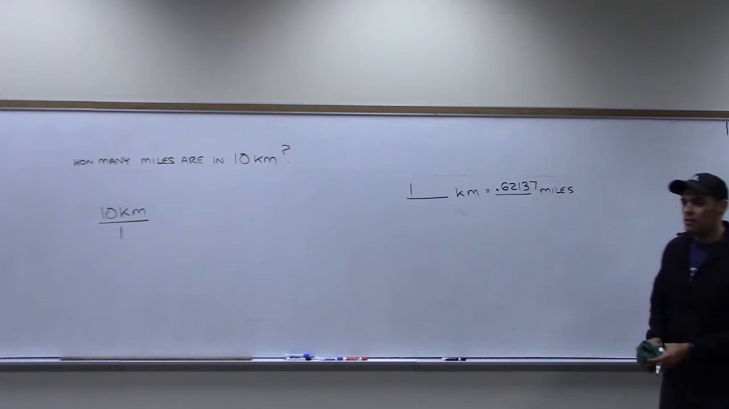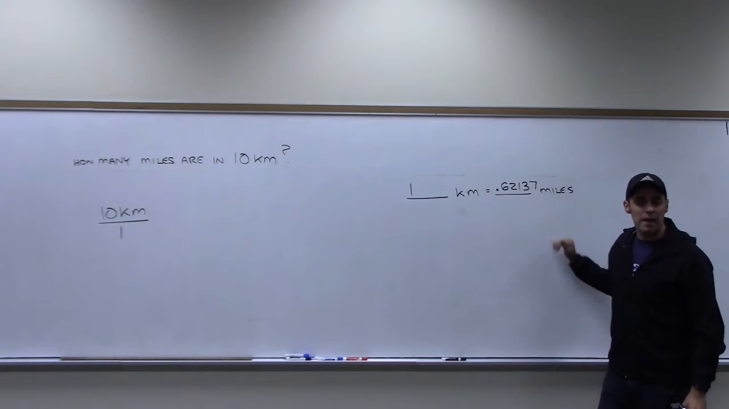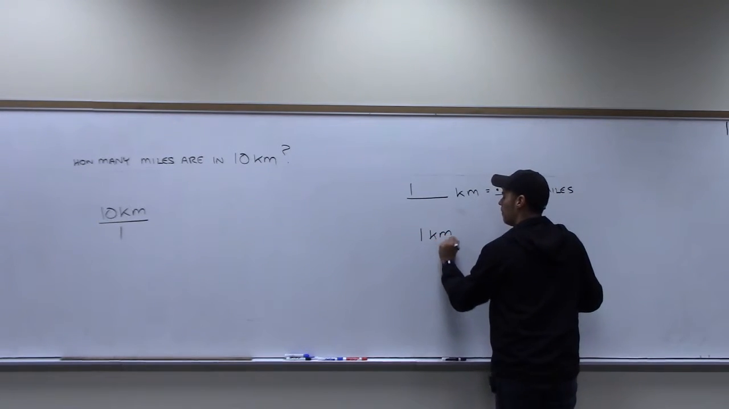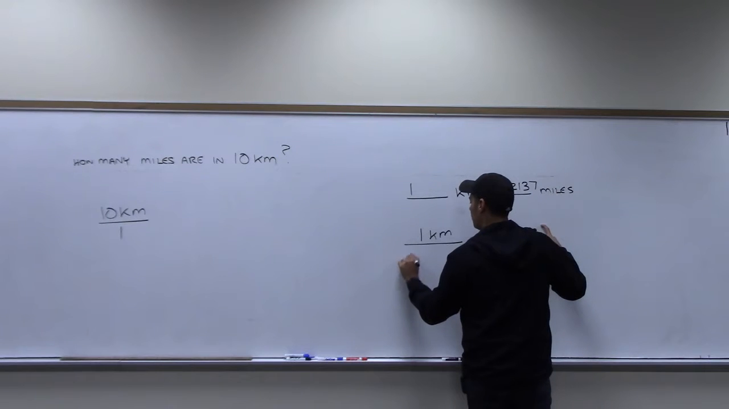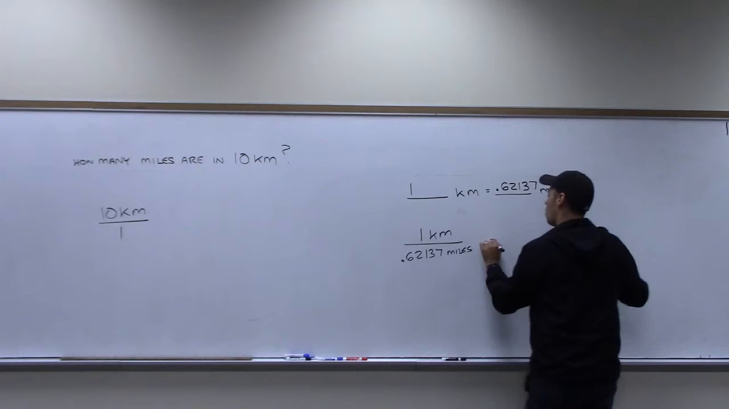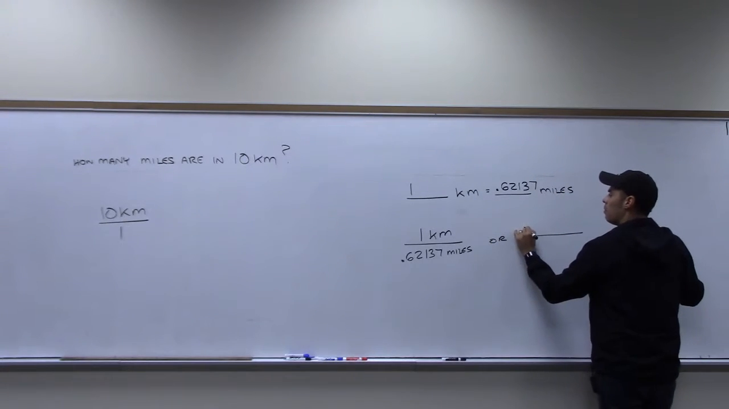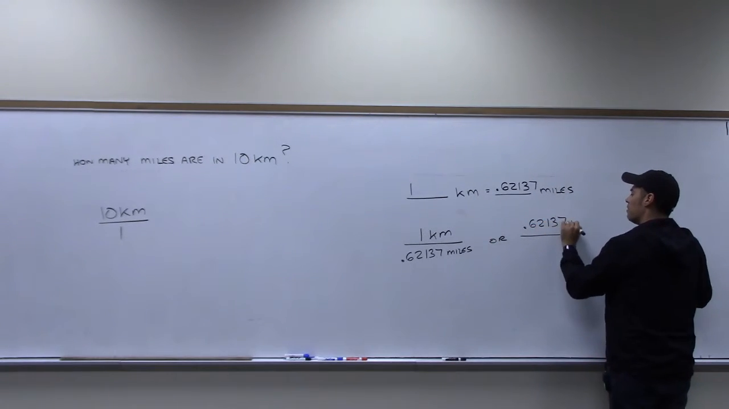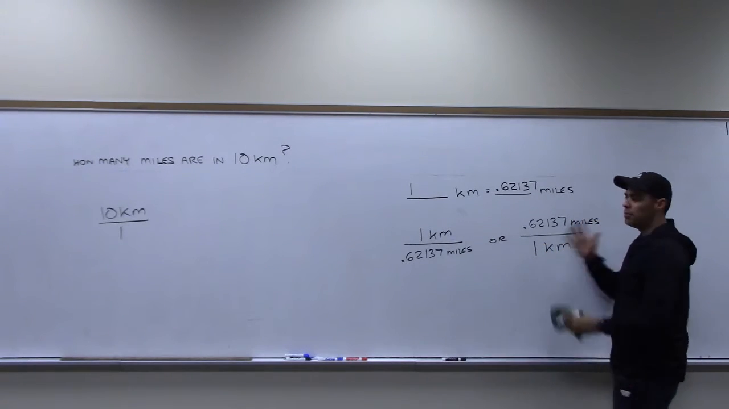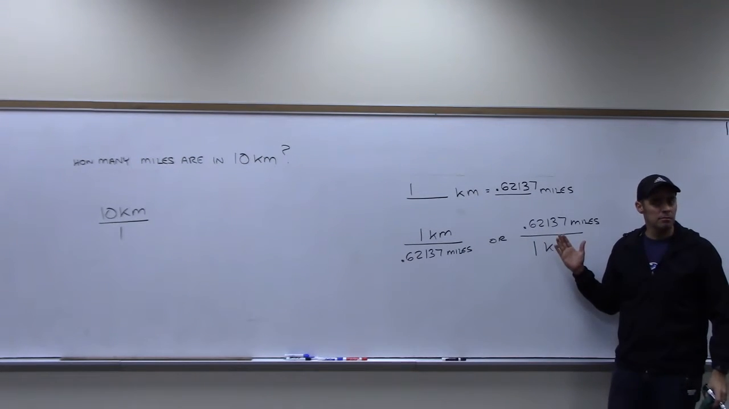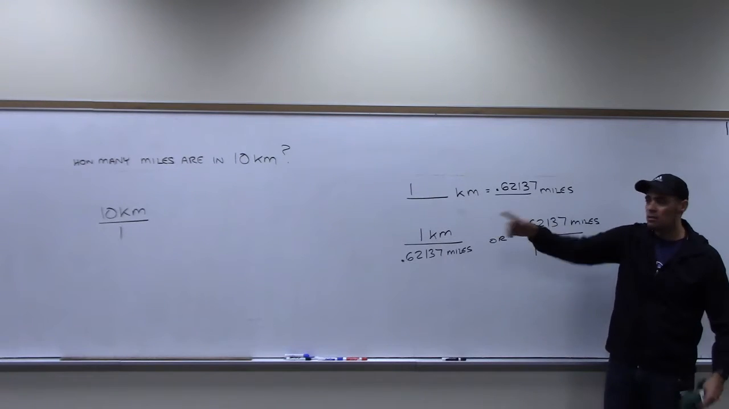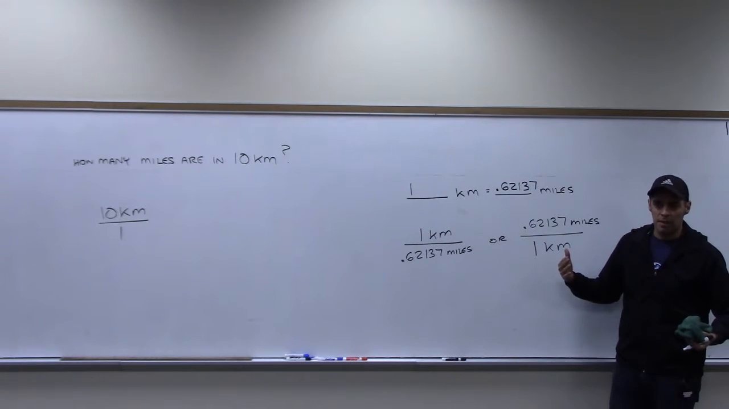All right. So remember, I can create 2 different fractions out of this, right? I can create 1 kilometer over 0.62137 miles, or I can create it the other way, 0.62137 miles over 1 kilometer. And both of these are equal to 1, aren't they? So I'm allowed to take this and paste it in over there. It's my choice which one I use.